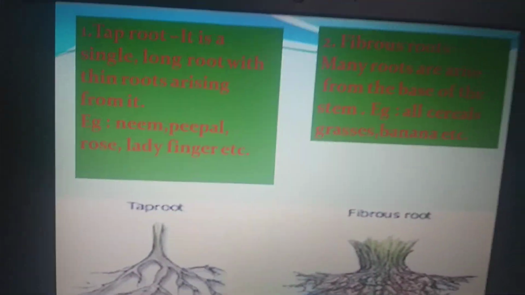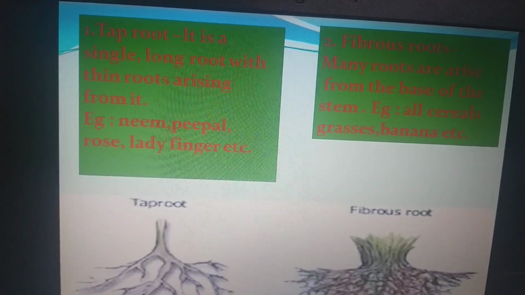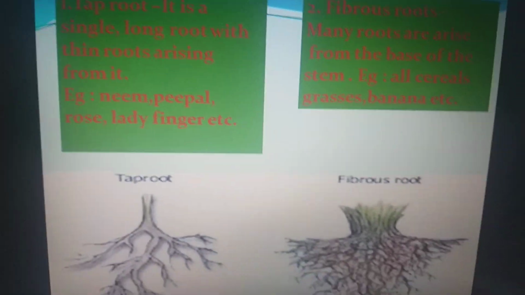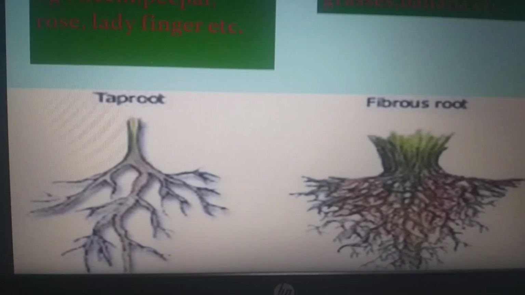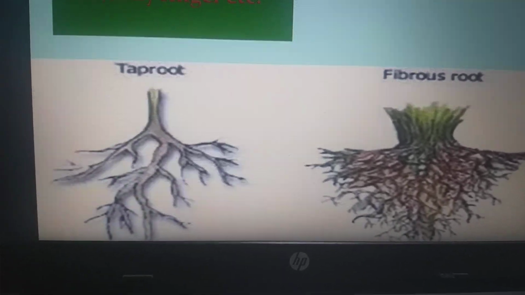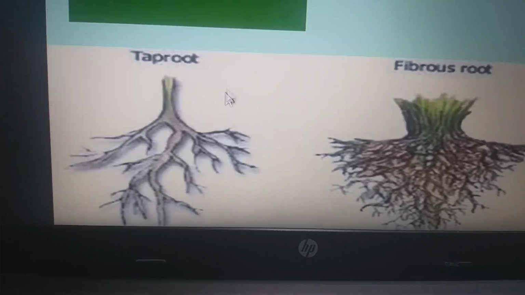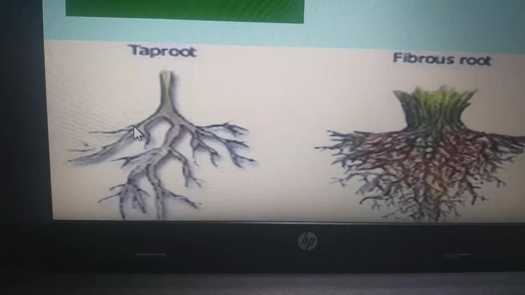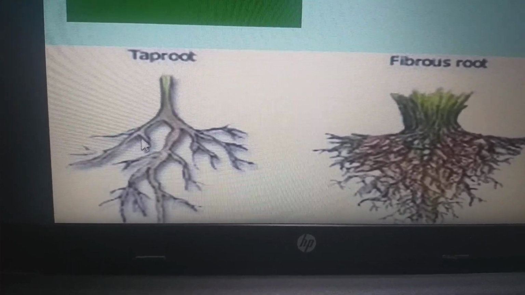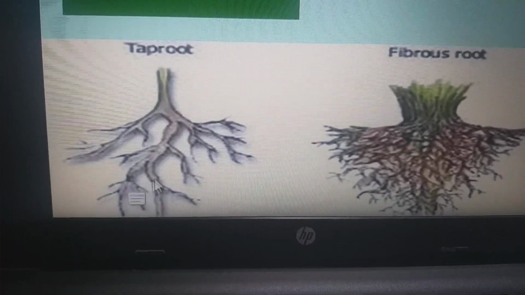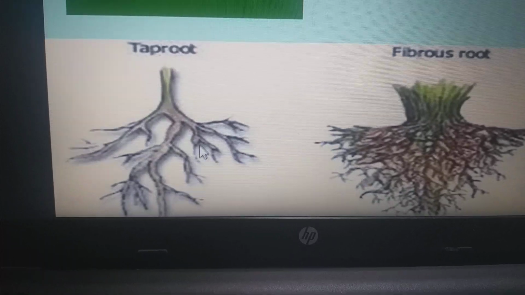What is taproot? Students, taproot is a single long root with thin roots arising from it. You can see in the picture. Here is the taproot and thin roots are arising from this. You can see thin roots are arising from the long root.